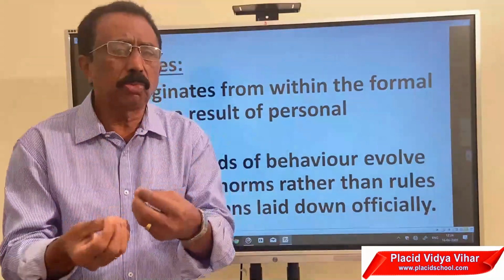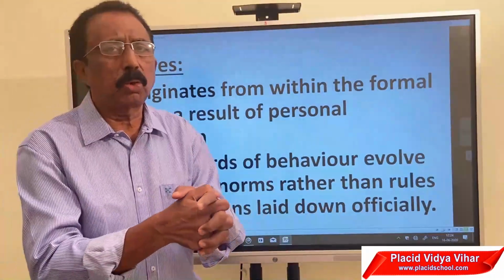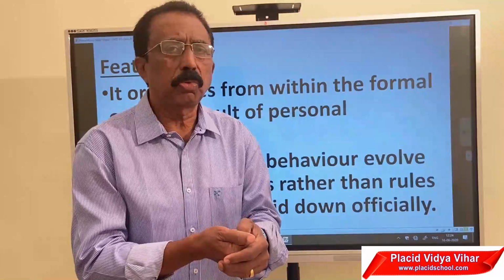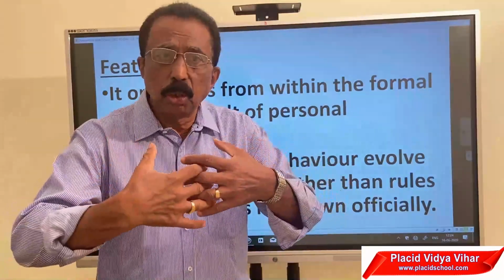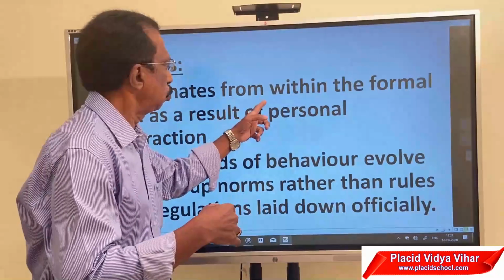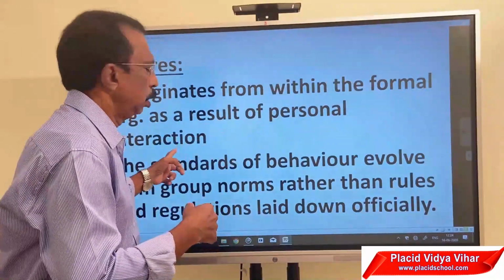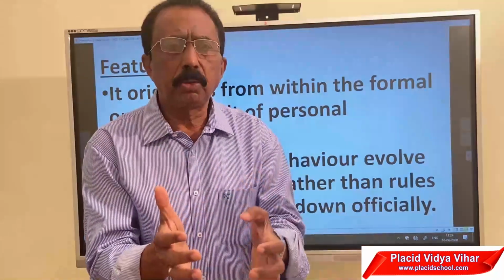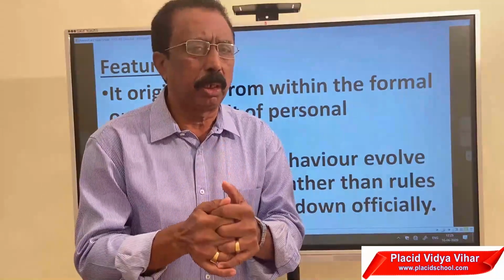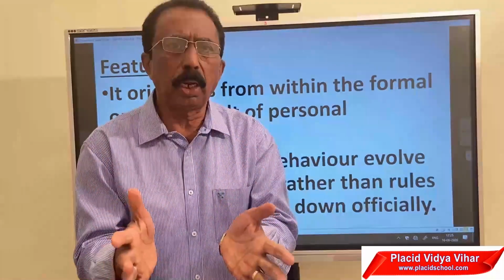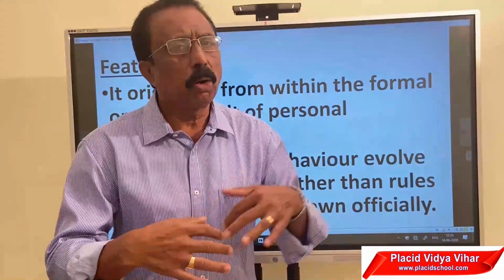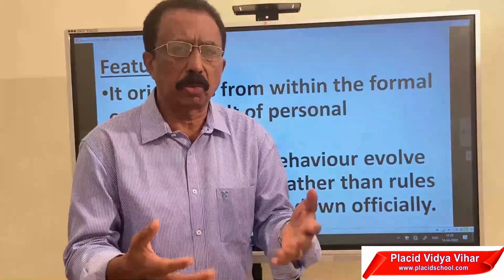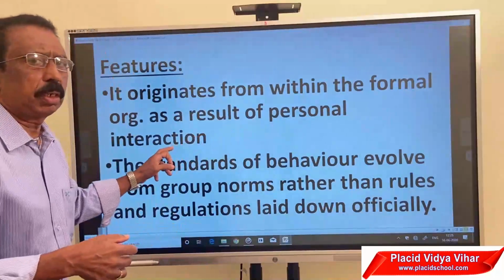Say, maybe I am good in singing. I may find that some other teachers are also good in singing, or I may be good in playing football. I may find that some young teachers are good in playing football. So, we may join together. That is what is called originates within the formal organization as a result of personal interaction. When I interact with all the teachers, I may find that some of them have the same taste as me. Maybe to play football, to play carroms, or to have a dramatic club, or maybe we will join together and after the class we will sit together and talk and chat, etc. So, this is what it says, result of personal interaction.